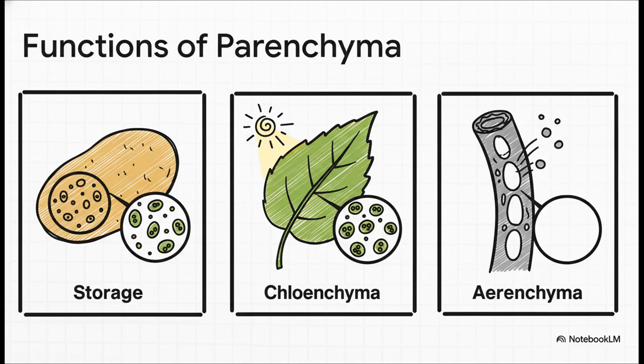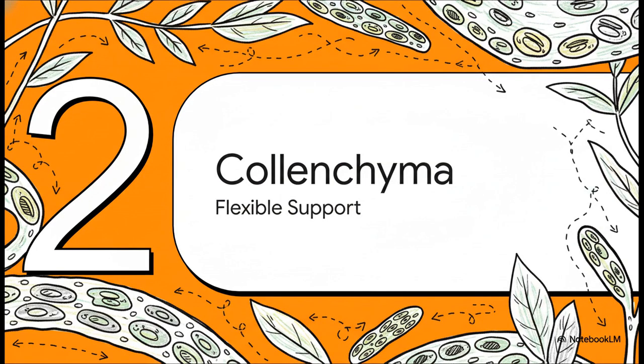Sometimes parenchyma is modified for special roles. For instance, if it contains chlorophyll, it can perform photosynthesis, and then we call it chlorenchyma. In aquatic plants, it has large air cavities that help the plant to float, and in this case, it is called aerenchyma. Okay, so that was parenchyma. Now let's move on to our next tissue, which is collenchyma. We will see how it is different and what special job it performs.